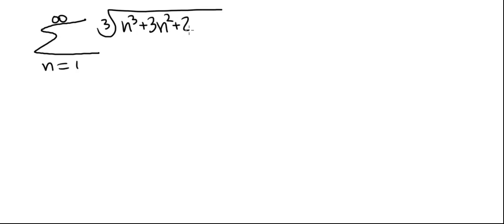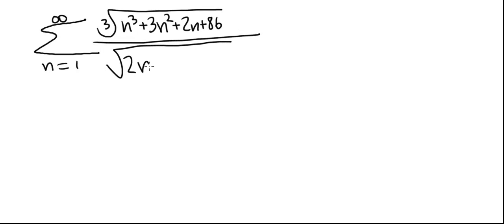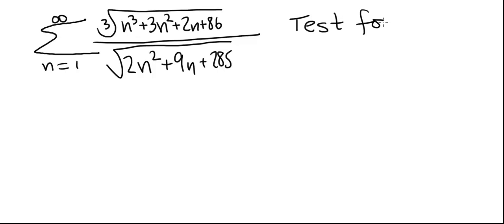We're going to look at the series from n equals 1 to infinity of the cube root of n cubed plus 3n squared plus 2n plus 86 divided by the square root of 2n squared plus 9n plus, say, 285. We want to know if this series converges or diverges, and we'll be using the test for divergence.